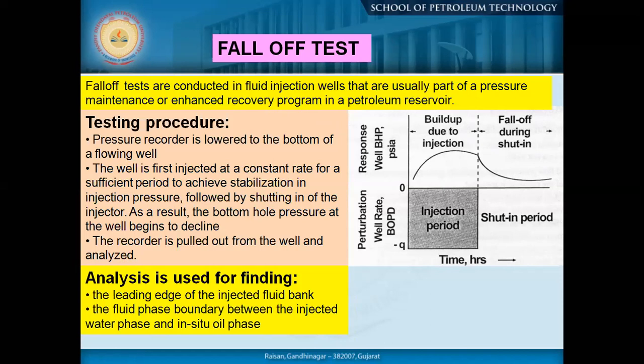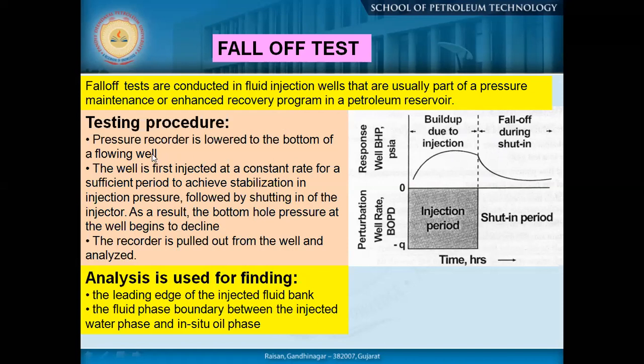Because before injection we have performed tests, we know the injectivity of a specific well, so that at this specific rate per day we could inject, so that it will move away from the injection well and push the hydrocarbon, so that our plan can be achieved. Okay, but sometimes the injectivity goes down. So to test that, we do the falloff test.